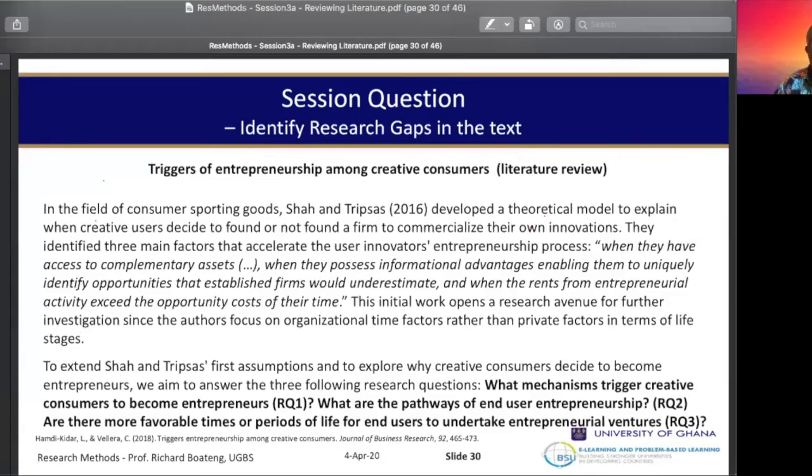Since the authors, now I point out the gap, since the authors focus on organizational time factors and private factors in terms of life stages. What he's trying to say here is that the factors they were looking at in the model were more of organizational time. For example, the time they could have used to do something at the organization, now they're using it for something personal. But they didn't look at the private time the person may have in terms of the different life stages as the person grows.